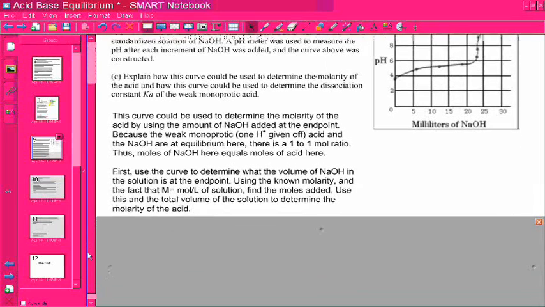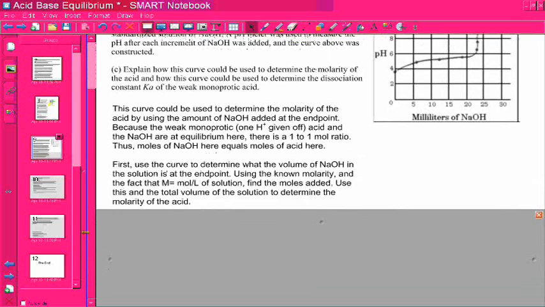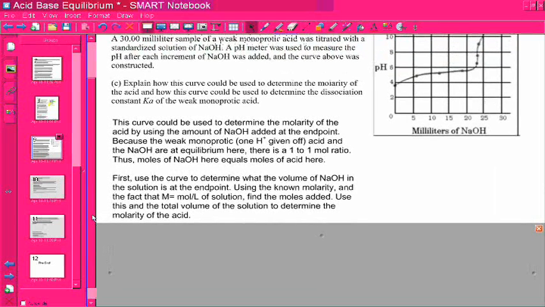First, use the curve to determine what the volume of NaOH in the solution is at the endpoint. Using the known molarity and the fact that molarity equals moles over liters of solution, find the moles added. So you look right here and see the endpoint and then go down to milliliters added. Use this and the total volume of the solution to determine the molarity of the acid.